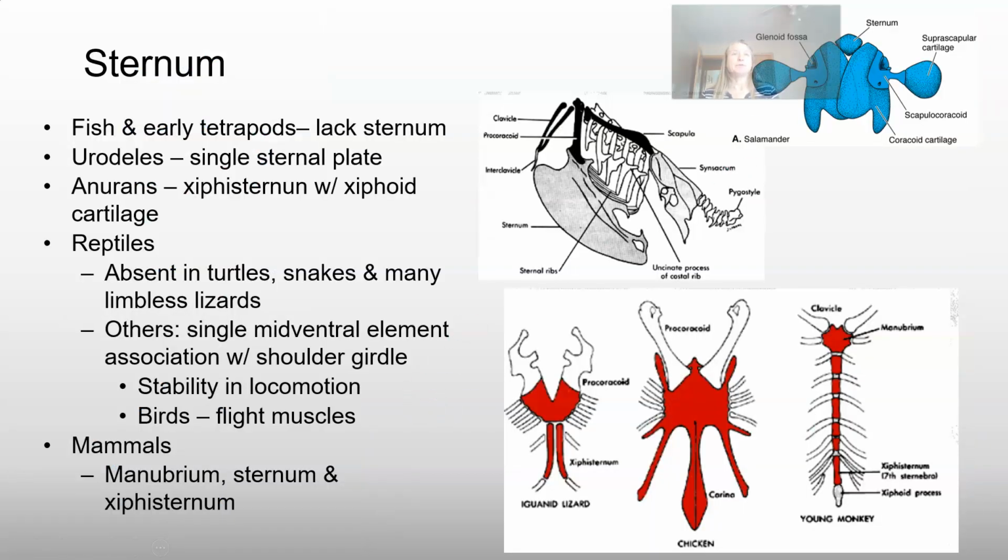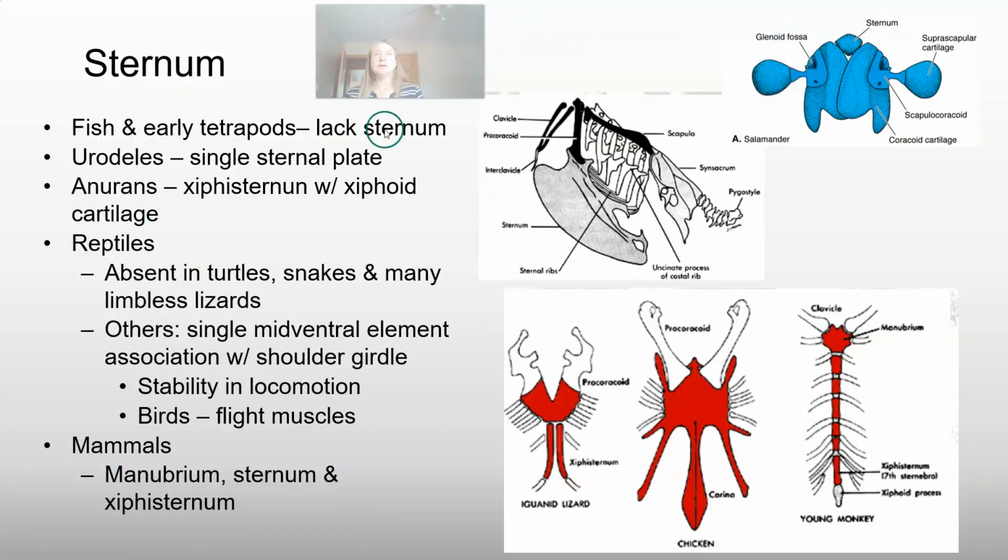Okay, so fish and early tetrapods lack a sternum, okay? Again, if you're thinking about locomotion on land, that's where you need that sternum for those muscles. But fish and early tetrapods do not have a sternum. Again, urodeles, salamanders, up here, have a single sternal plate. With anurans, they get a xiphisternum with a xiphoid cartilage. Okay, what in the world am I talking about?